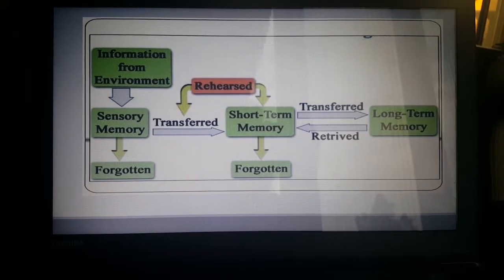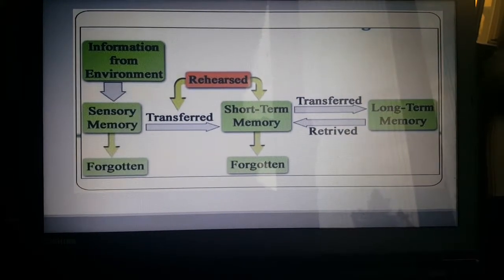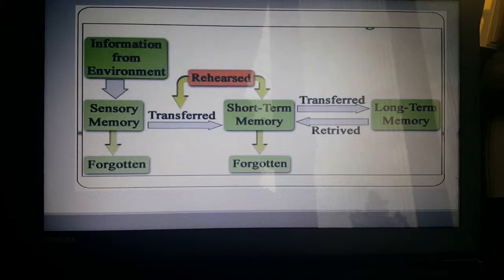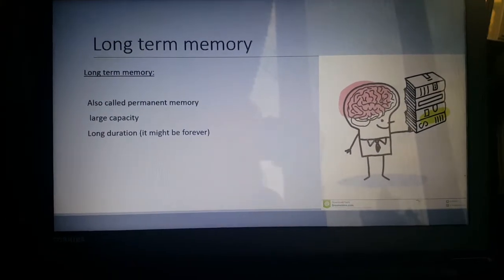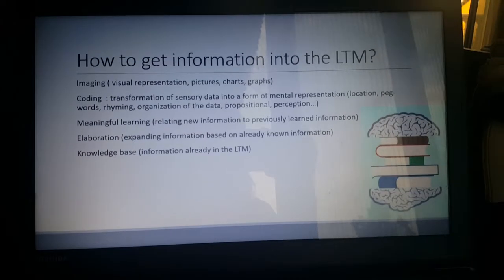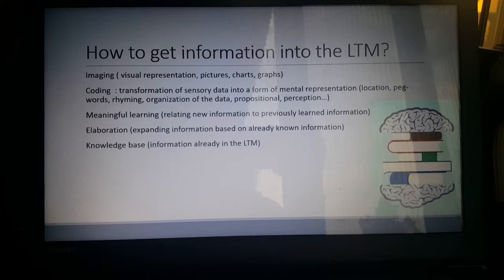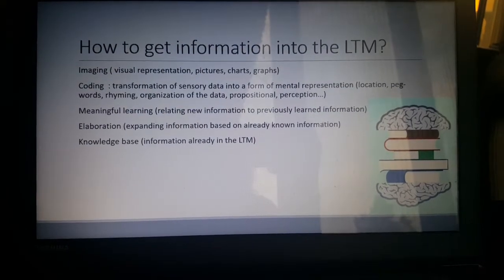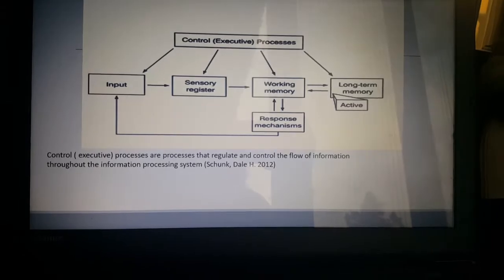Once the information is processed into the long-term memory, we can say that the information has been learned. If not, then the information can be forgotten. The long-term memory can also be called permanent memory. It has a large capacity and a long duration. In order to get the information into the long-term memory, there are several techniques, such as imaging, coding, meaningful learning, elaboration, and knowledge base.